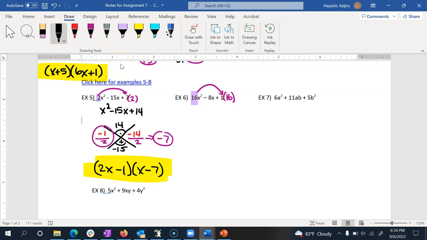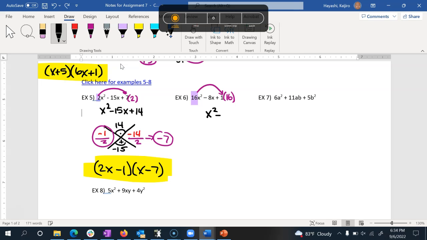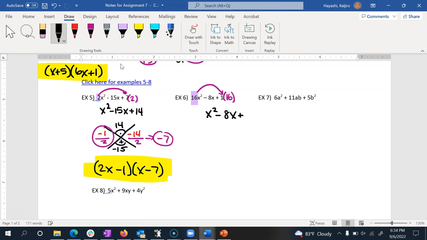Okay, take the 16, slide it to the back. So x squared minus 8x plus 16. 2 numbers that multiply to 16 but add up to negative 8. Negative 4 and negative 4, right? So, negative 4 and negative 4. That will multiply to positive 16 and yet add up to negative 8.